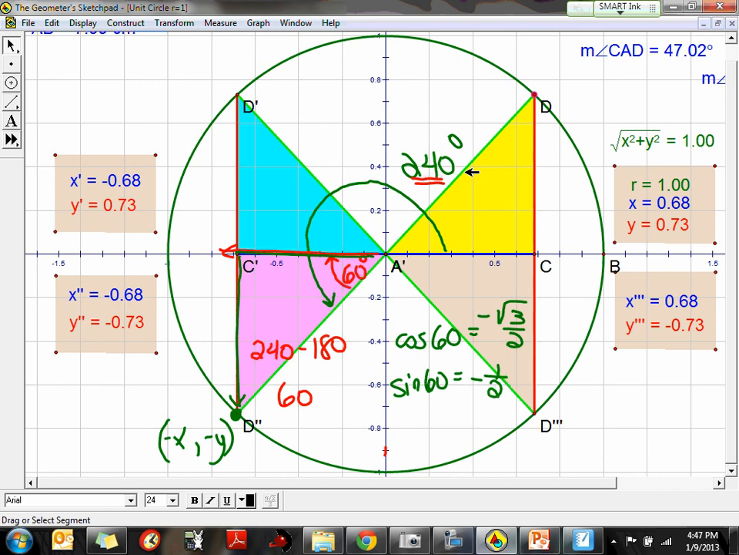But anytime you get something in the third quadrant, here's what we do. We always take the angle that they give us, which is theta, and we subtract 180, because we always want to come back and work ourselves back to the x-axis. How many degrees past 180 did we go? So that's in the third quadrant.